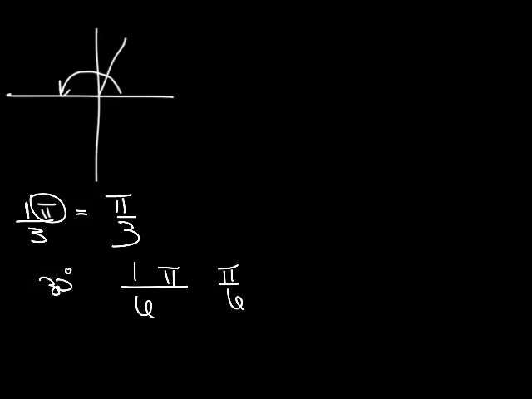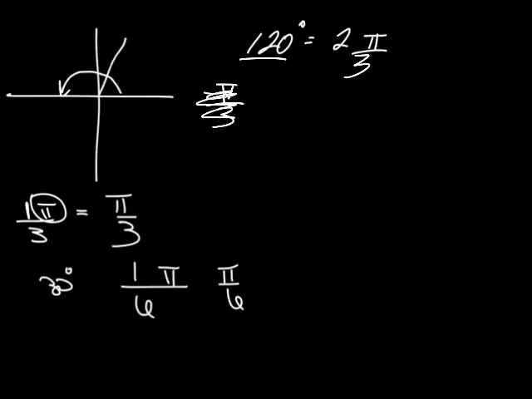Okay, so hopefully this is sticking a little bit. Now what if I have a 120-degree angle? How many 60 degrees are in 120? There are 2 60 degrees in 120. There are 2 pi over 3's in 120, because pi over 3 is a 60-degree angle. Well, if there's 120 degrees, there's 2 of those. So 2 pi over 3 is the radian measure for 120.